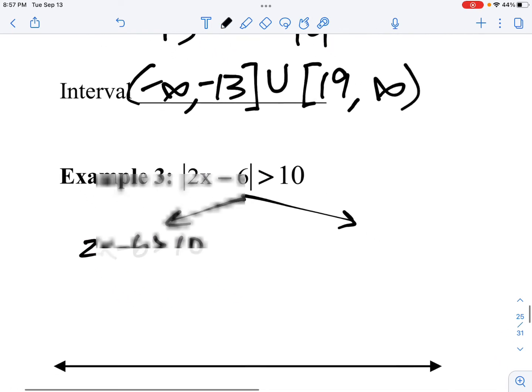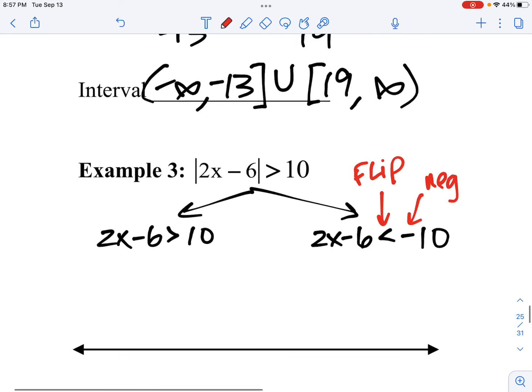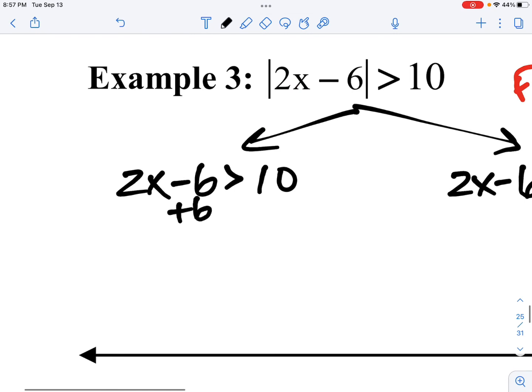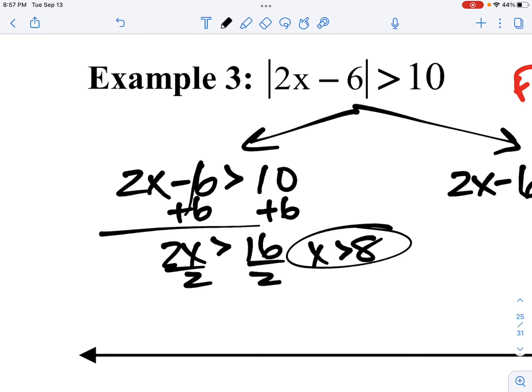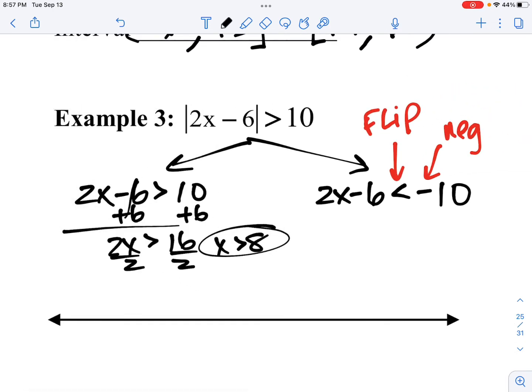The next thing, do you remember what to do? You keep the 2x minus 6, you flip, and you make the 10 negative. So again, this is how you write your second equation. You flip, and you make this negative. And then we're just going to solve both of them. Okay? So first thing I'm going to do is add 6. And I get 2x greater than 16. Divide by 2, x greater than 8. That's my first answer. And I'm going to have to put that on the number line, but let me solve the other one first to figure out what the answer is.